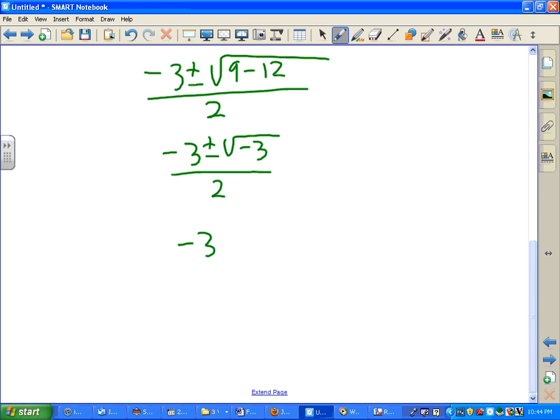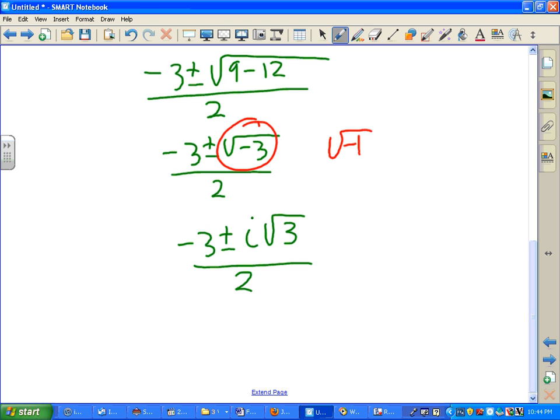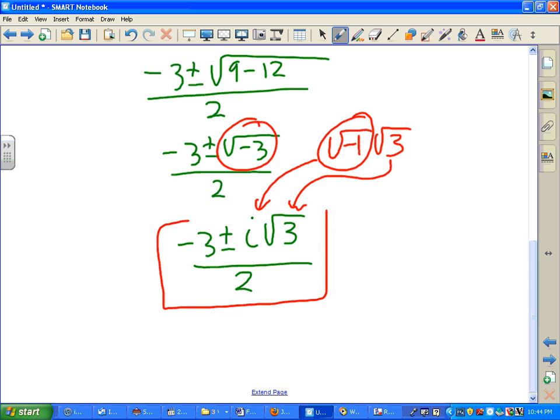So it's negative 3 plus or minus i root 3 all over 2. And if this is confusing, here's what I did. I took the square root of negative 3, made it the square root of negative 1 times the square root of 3. Square root of negative 1 became i. Square root of 3 is still the square root of 3. So here are my other two answers. They're imaginary, but they're my other two answers.